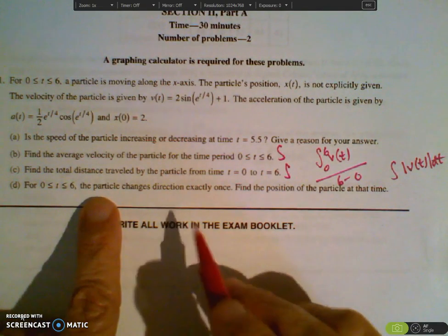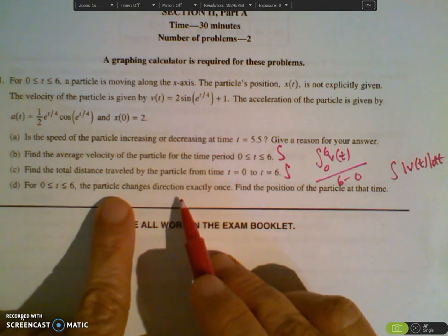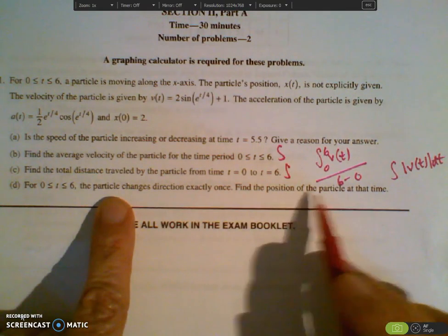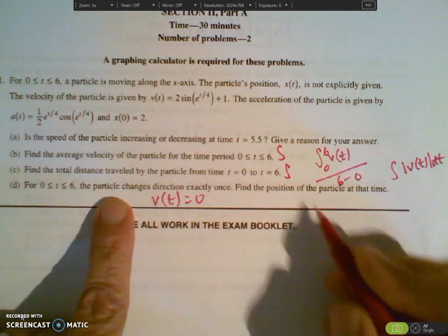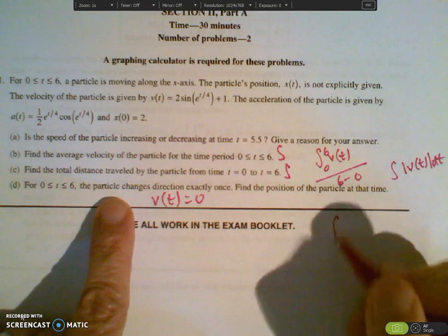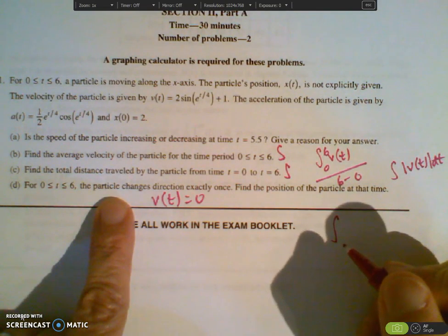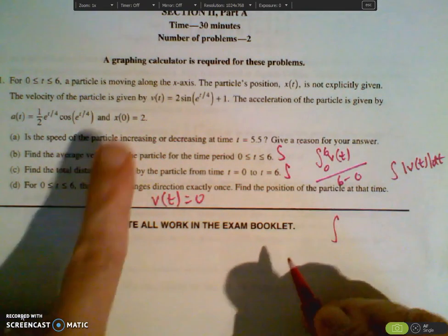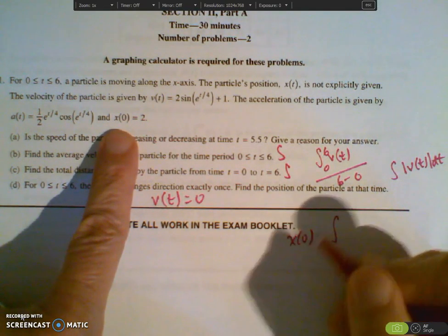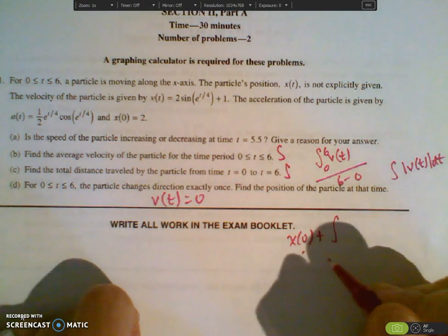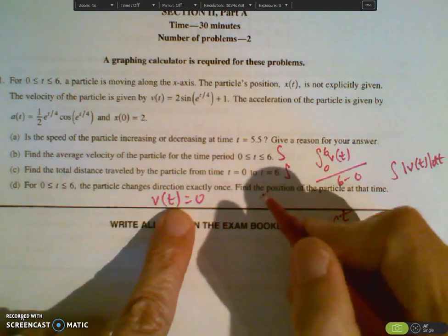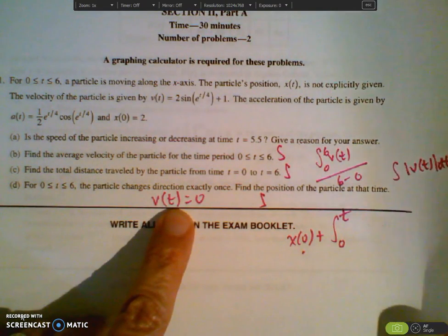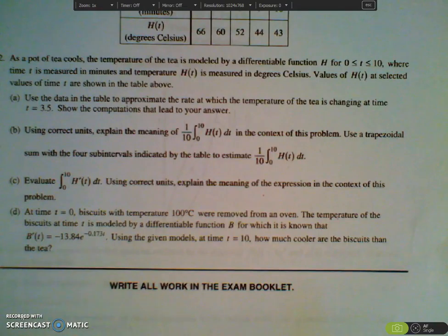And here in part D, the particle changes direction exactly once. Find the position of the particle at that time. I know the particle changes direction when the velocity is equal to 0, and then to find the position, I'll have to integrate the velocity from the initial time of 0, and I need to remember to include my initial condition there. And so then I'll go from 0 to whatever time value I found over here. So this is mainly an integration problem. Lots of integration on this one, not much differentiation. Let's go on to question number 2.